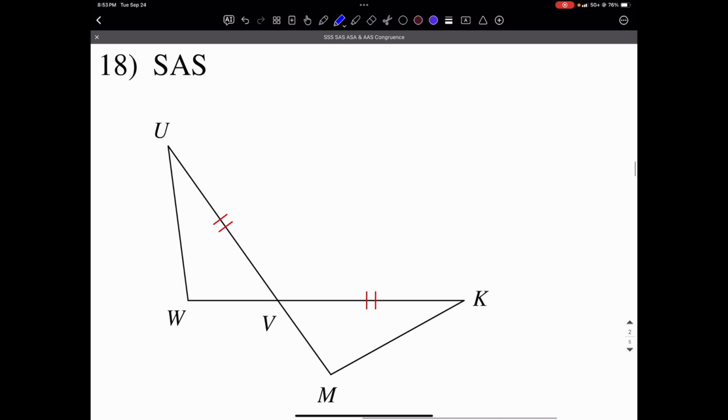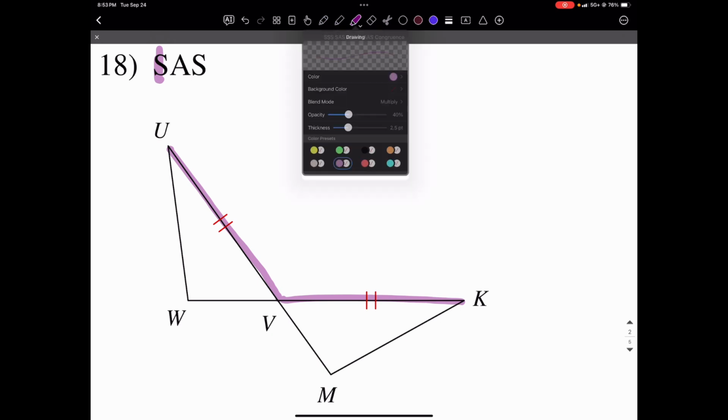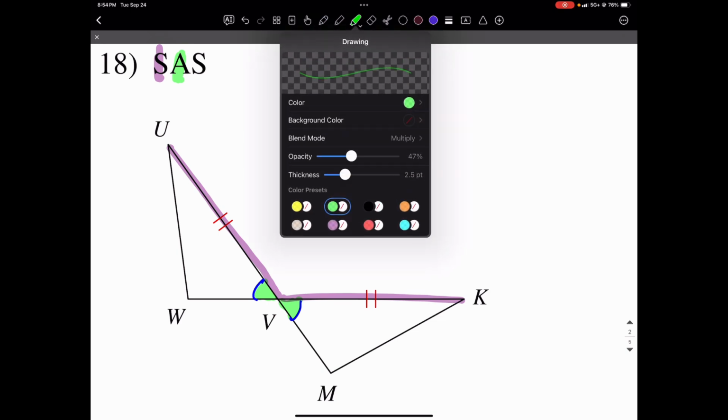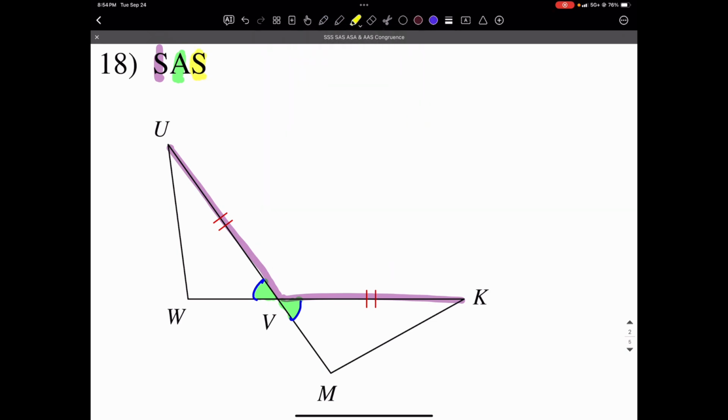Last one, number 18. Side, you're given one side. Angle, guess what? You have some vertical angles here. Those are going to be congruent. And then what you're missing is that third side. That third side would have to be here and here.